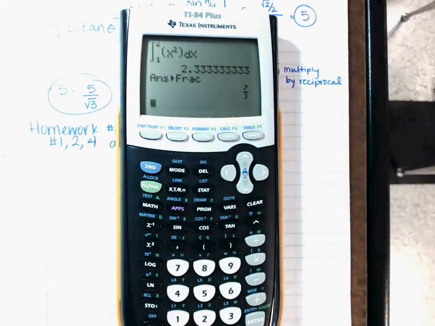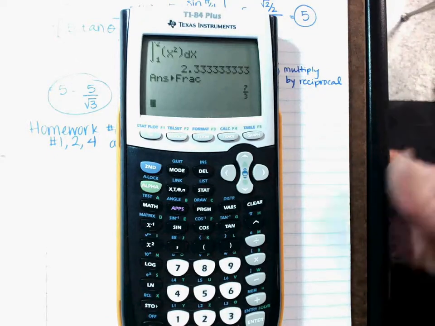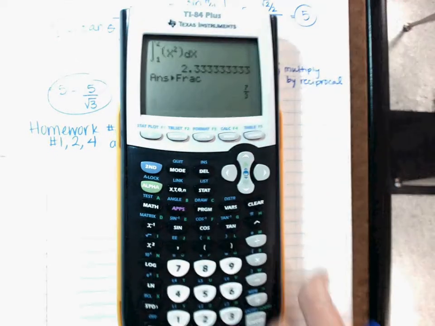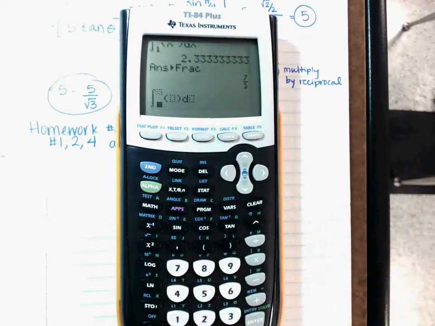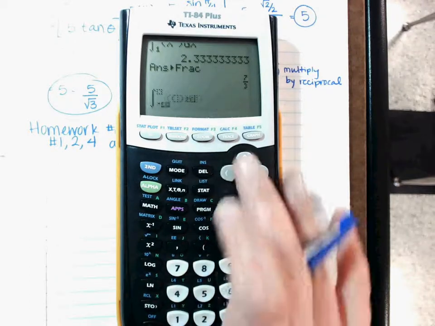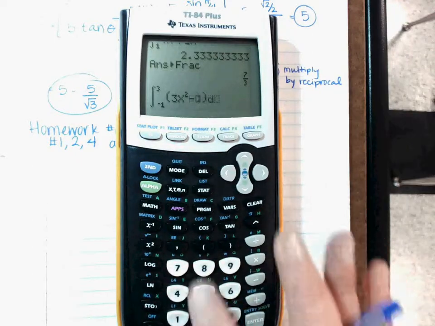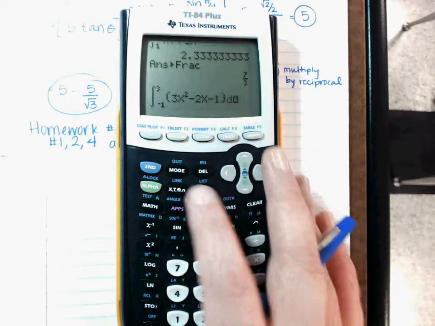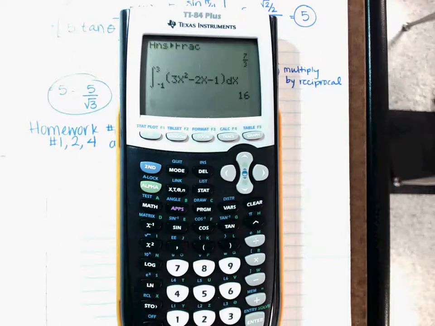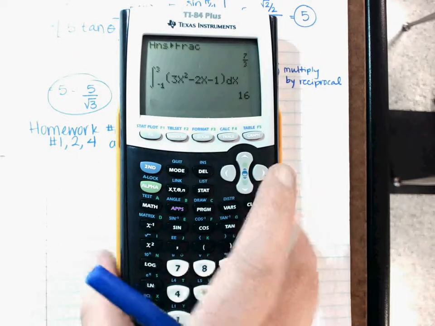Okay, so you can see number 1 checked up there was 7/3. Are we ready to check number 2 and see if you got it right? Number 2: we want from -1 to 3, the integral of 3x squared minus 2x minus 1 dx, which is 16. Did you get it? No? We can do it.